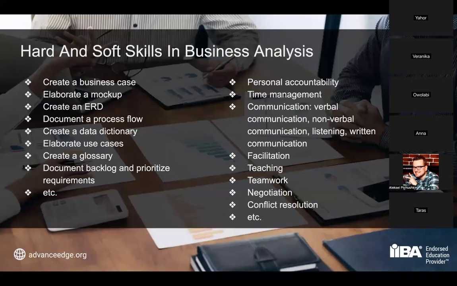So these are just some examples in business analysis of soft and hard skills. I have already named some of them. So the hard skills would be create a business case, elaborate a mock-up, create an entity relationship diagram, create the dictionary for the initiative so that everybody uses the same terms for the same things consistently over the initiative and can understand each other. Document backlog and prioritize requirements. Document a process flow, or, I don't know, make a grid comparing some solutions.